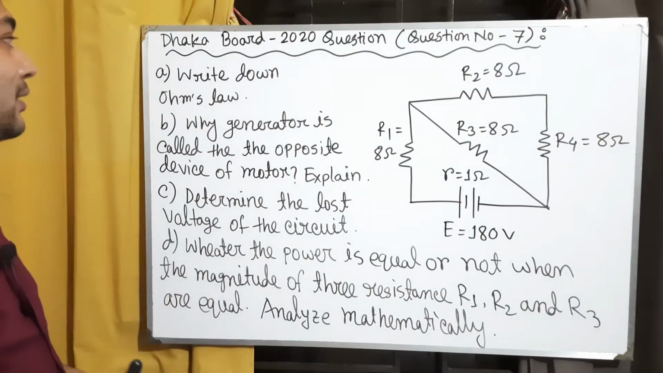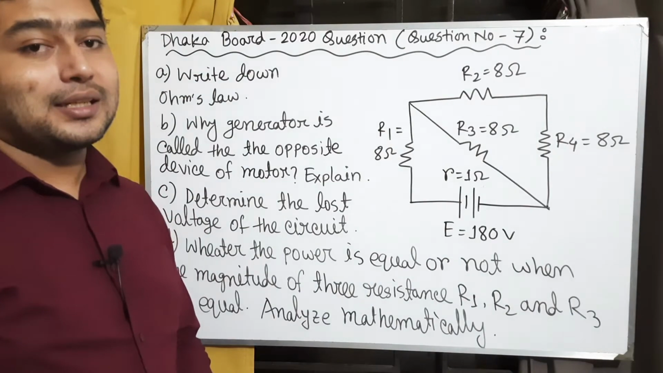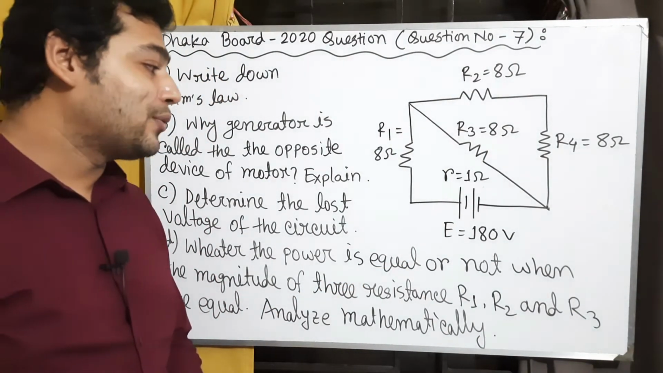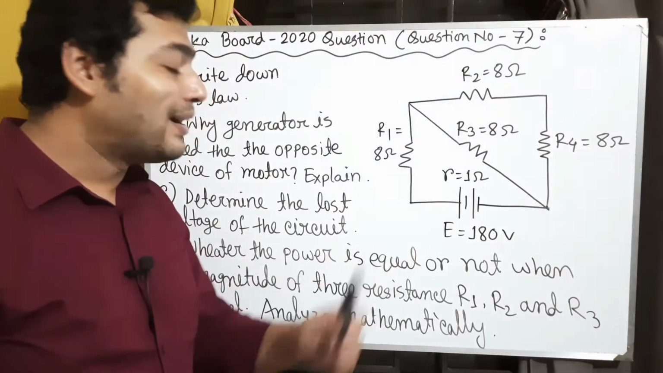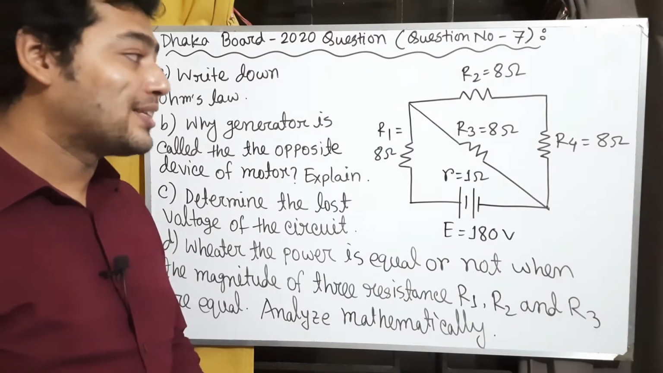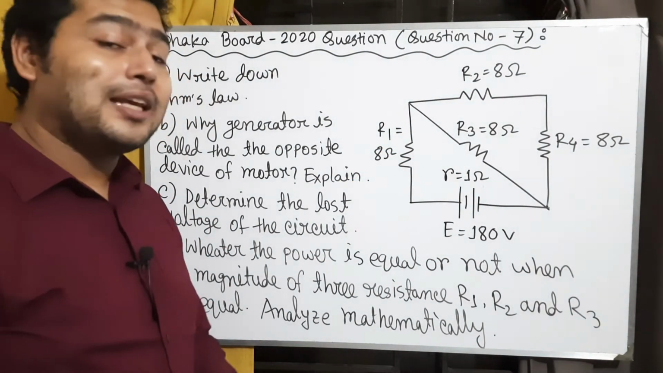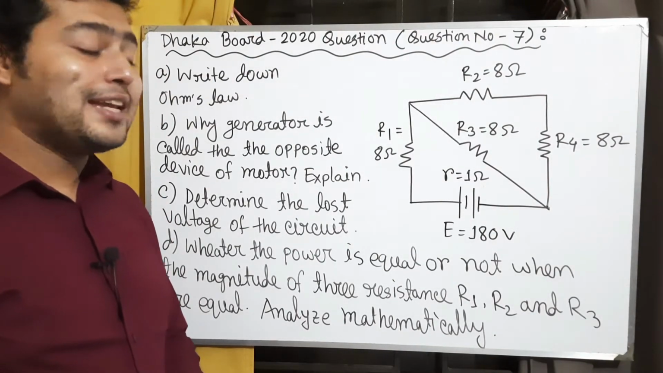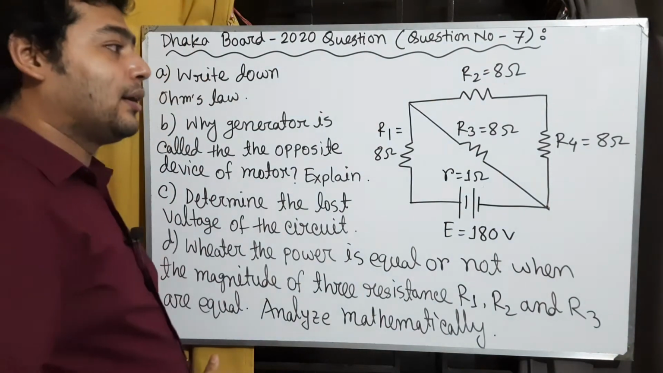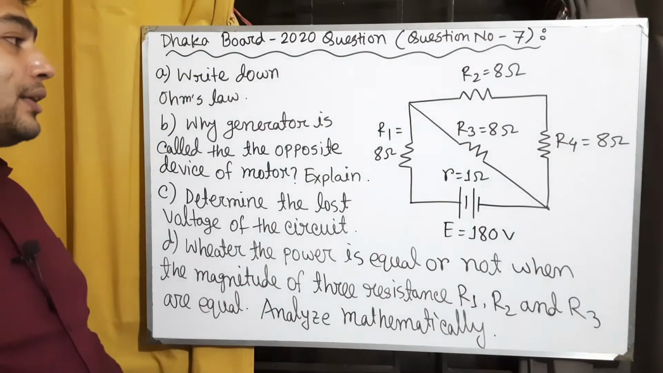Here the given stem is an electric circuit. We have a power supply E equal to 180 volt, and here r equal to 1 ohm is our internal resistance. All the resistances are of equal value, 8 ohm, and they are in a combined circuit.